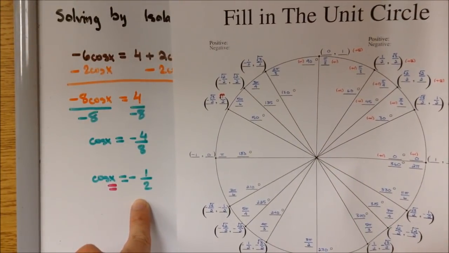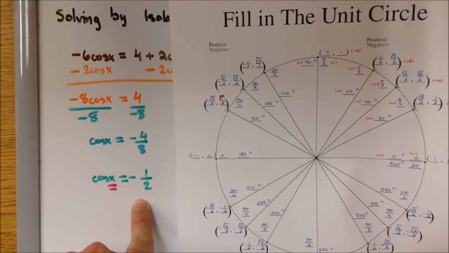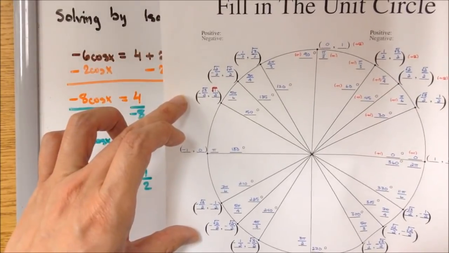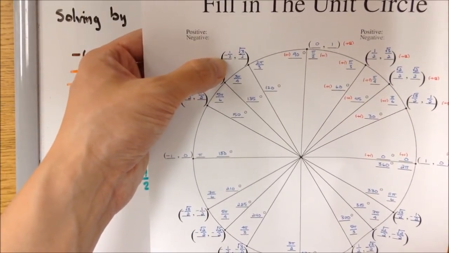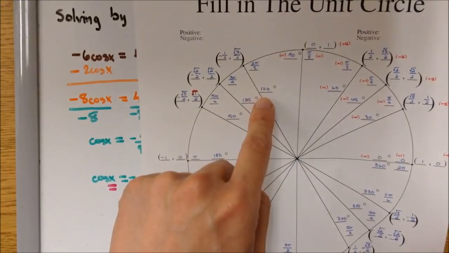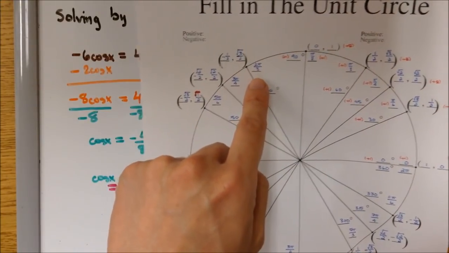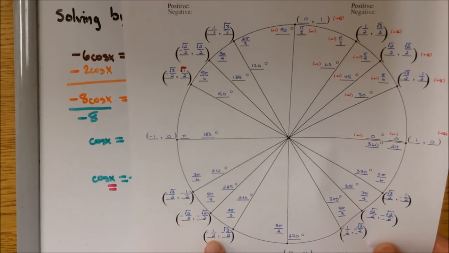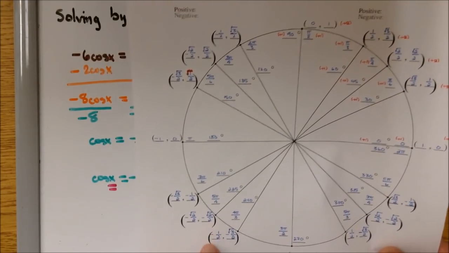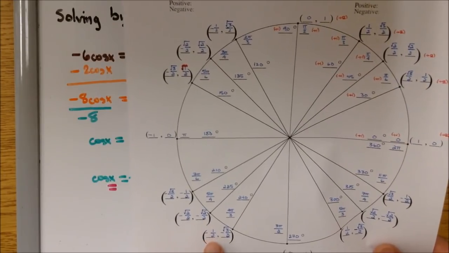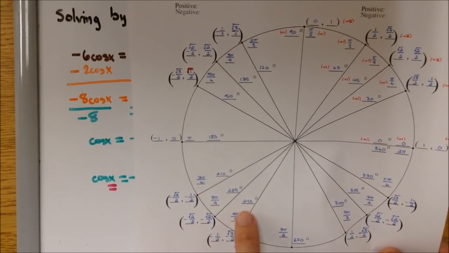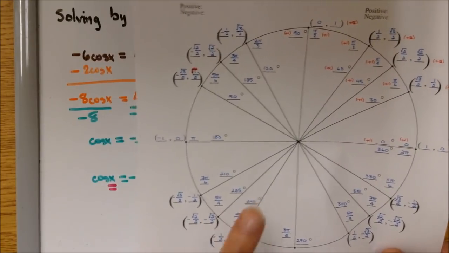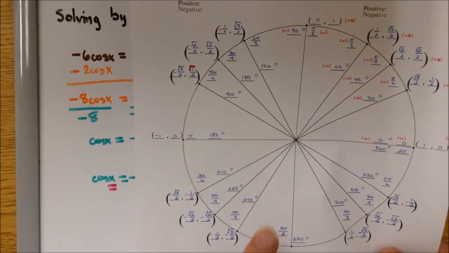I'm basically looking at what angle measure gives negative 1/2. By looking at these, I see that we have a negative 1/2 right here, so basically at 120 degrees, or 2 pi over 3. Then also down here, where cosine, again as I stated before, the values on the left are for cosine. Here is negative 1/2, so that means at 240 degrees, or 4 pi over 3. So we have two answers for degrees, two answers for radians.